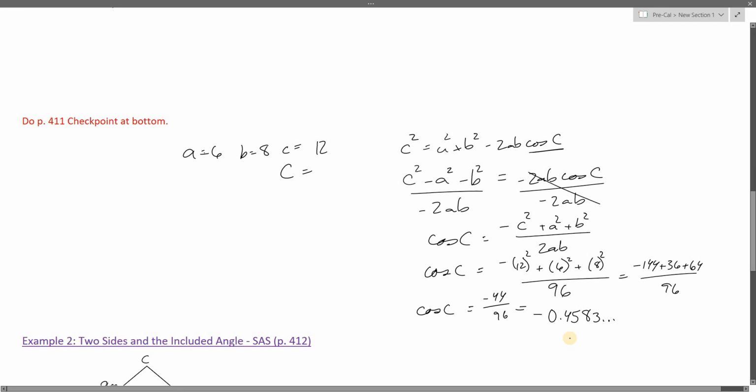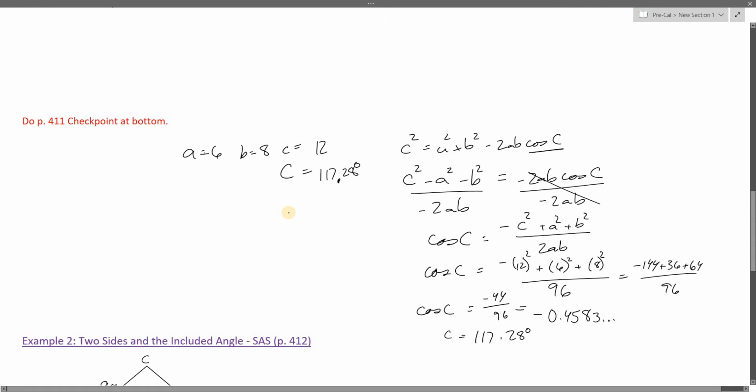So at that moment, I'm going to inverse cosine and find that cosine of C, actually not cosine of C, but actually the angle C, big C, is equal to 117.28 degrees, rounded to 2 decimal places. So I go over here and I say, all right, 117.28 degrees.